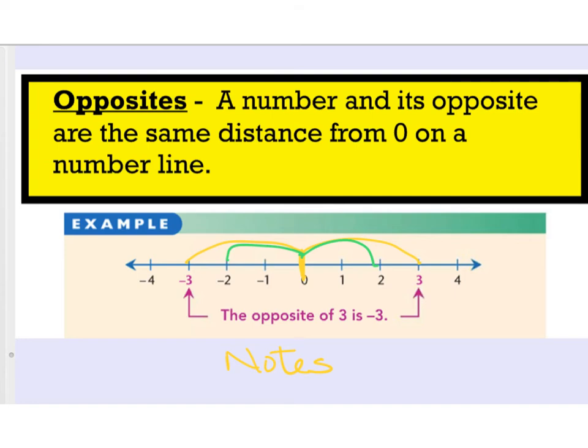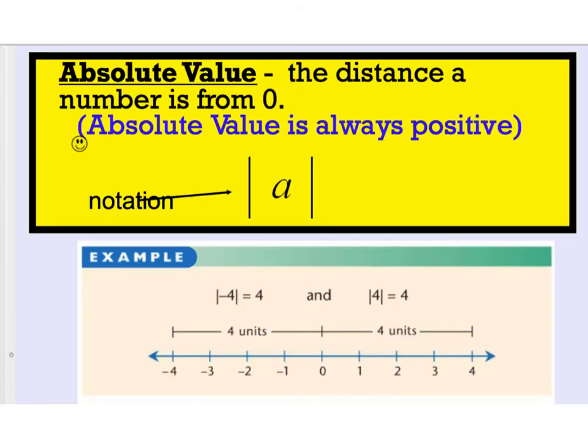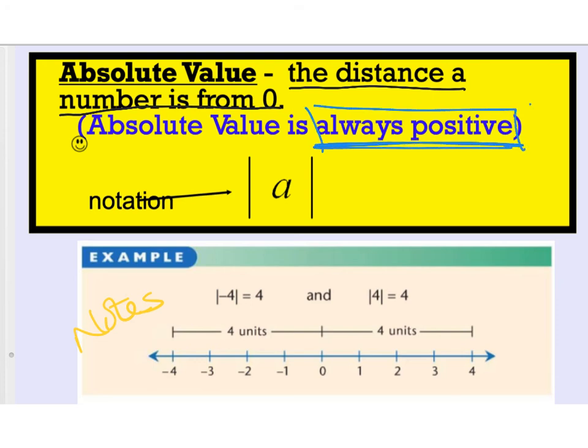Now, we're going to mix you up a little bit. This also goes into your notes. This is absolute value, and absolute value is different. Absolute value is the distance a number is from 0. It is always positive. This is the big thing that you have to make sure you remember. And this is how you do it. You're going to have a number inside these two bars. So the absolute value of negative 4: how far away from 0 is that negative 4? 1, 2, 3, 4. So our answer is 4.